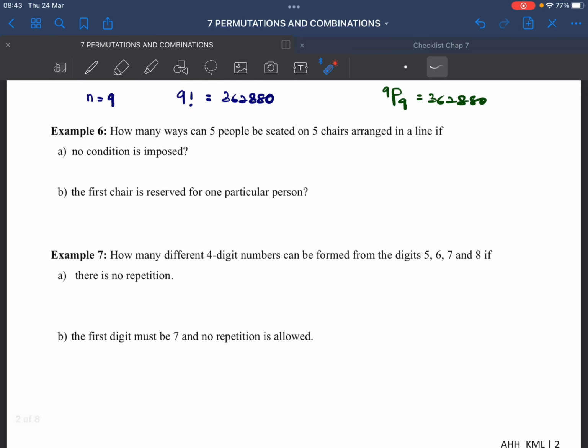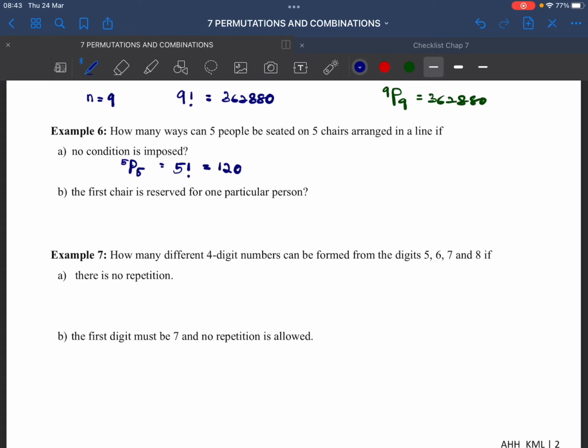How many ways can 5 people be seated on 5 chairs arranged in a line if no condition is imposed? Okay, 5 people seated on 5 chairs. So straight away we are going to have 5P5 if no condition is imposed, which is the same as 5 factorial. So press the calculator, 5 factorial, you will get 120.